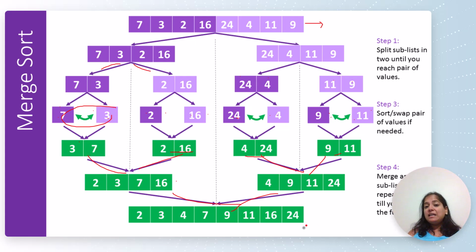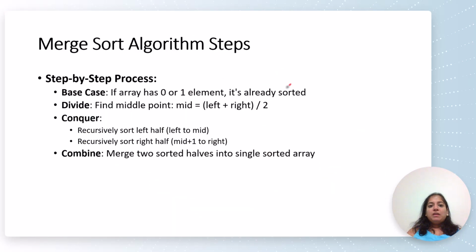So this is the idea behind merge sort. The first step is splitting the array till each sublist consists of one element. And then the second step is to merge and sort each of the sublists until you get one full list. So if I go to the algorithm's process again, the base case: if the array has 0 or 1 element, that means it is already sorted. So we do not need to perform any sorting operation and we can stop.